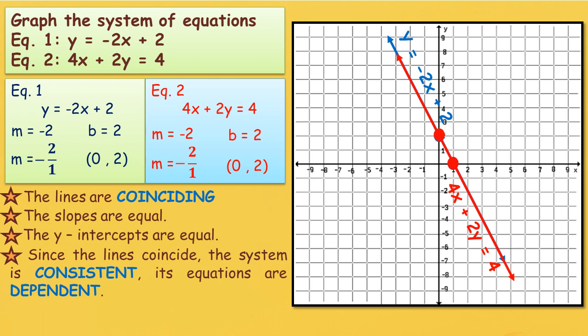So this is the last possibility when graphing two equations in one Cartesian plane. So una, ulitin ko, we have parallel lines. Pangalawa, perpendicular lines. Pangatlo is intersecting lines. And pang-apat, coinciding lines.